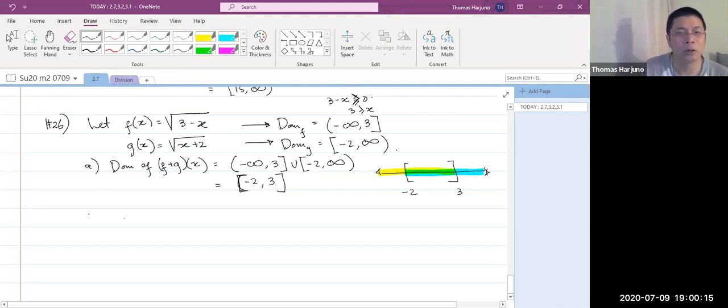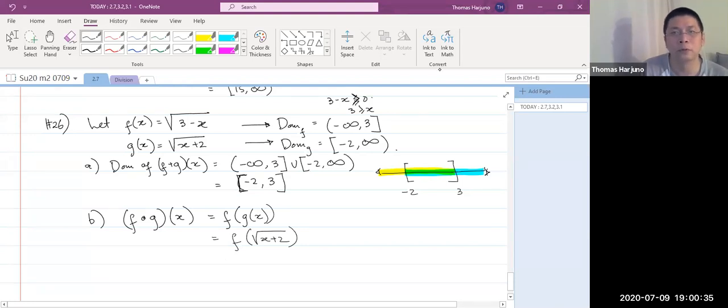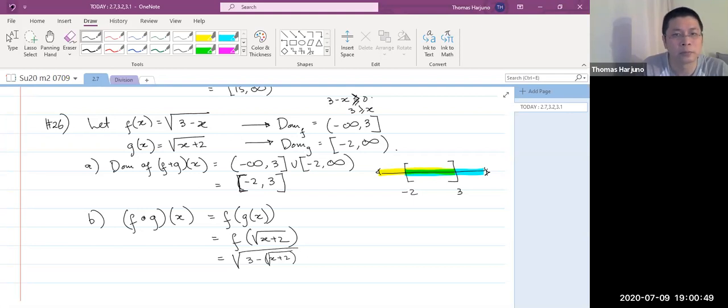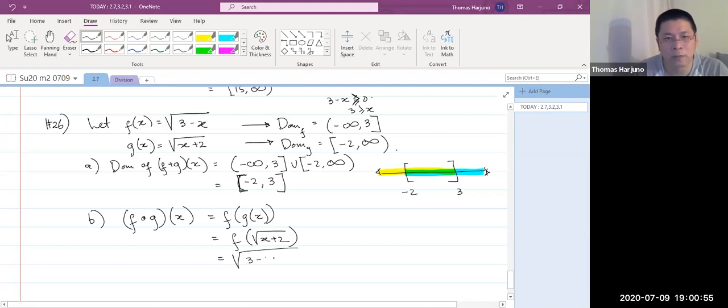Now, how about f compose g of x? That's f of g(x), which is f of the square root of x plus 2, which is the square root of 3 minus the square root of x plus 2. That is 3 minus the square root of x plus 2, all under a square root.